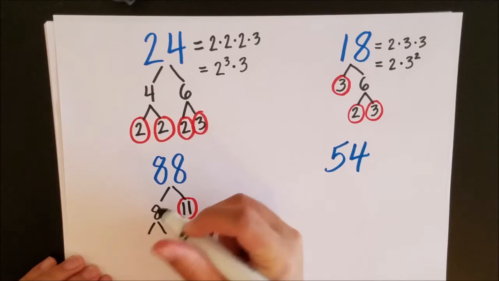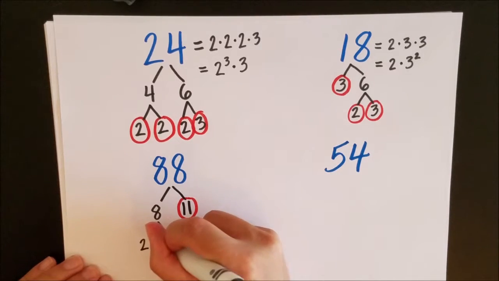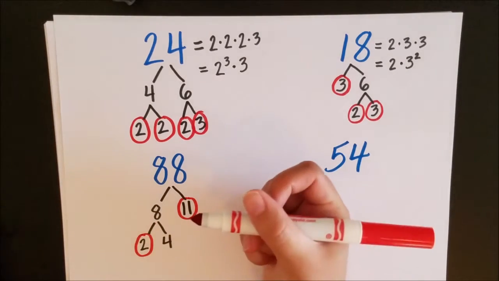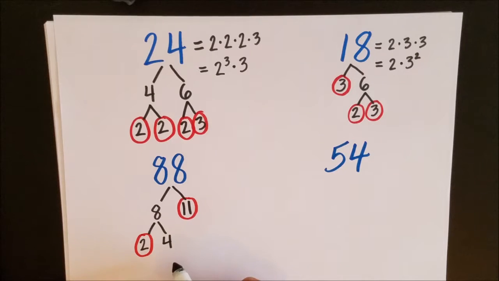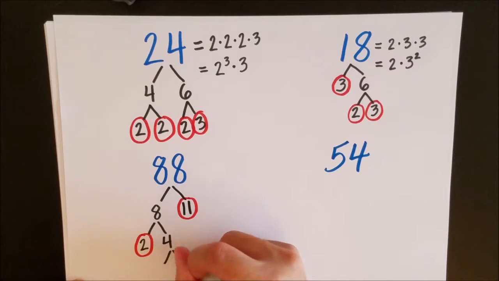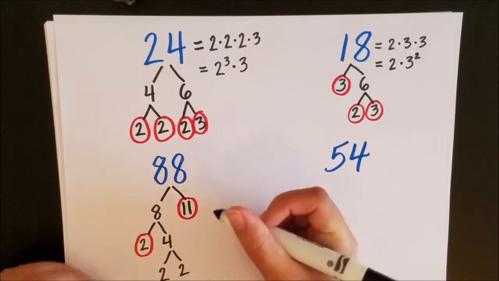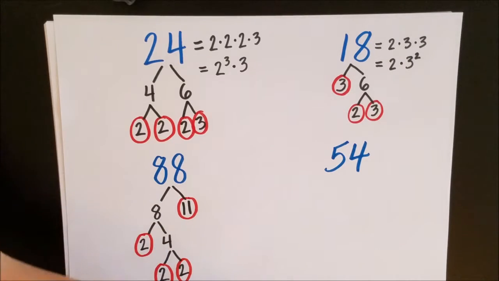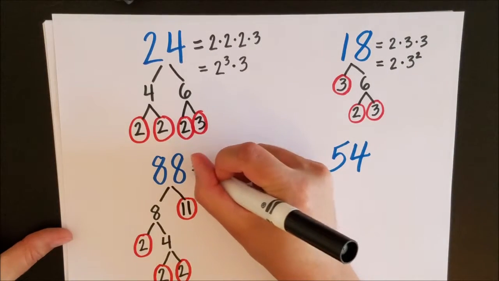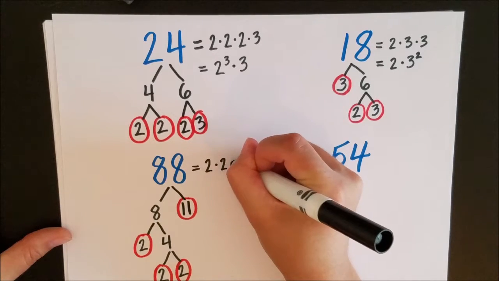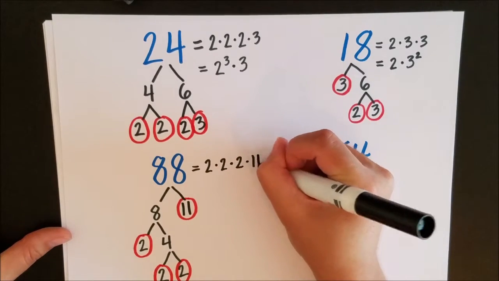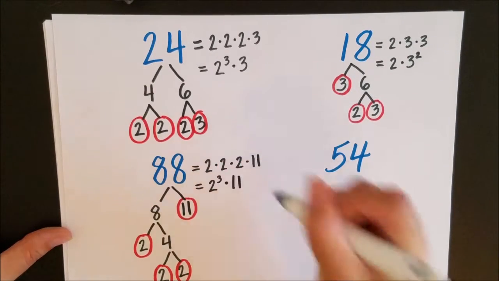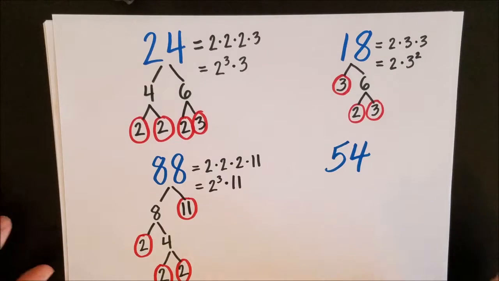So I'm going to factor 8 into 2 and 4. And my 2 is prime, so I can stop that branch. And then I'm going to keep going with my 4 and break it into 2 and 2. And then both of those are prime, so I am now done. So then I just take all of these numbers, 2 times 2 times 2 times 11, or I could do my exponents, 2 to the 3rd power times 11 would be my prime factorization.